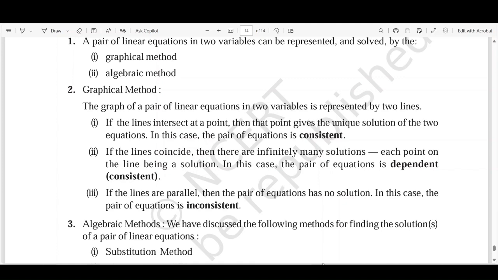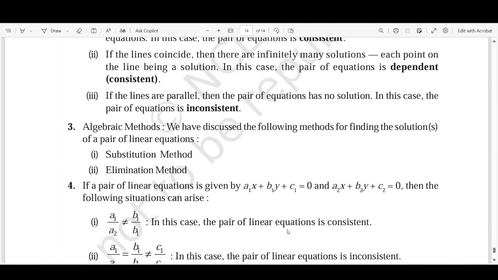The third case is if the lines are parallel, that is, there will be no intersection point, then we will have no solution to the pair of equations, and in this case they are considered to be inconsistent. The third point is algebraic methods. Compared to the graphical method, we can identify the solution easily using algebraic methods. Here we have two methods, the substitution method and the elimination method. Both methods are simple, but comparatively the elimination method is more convenient.